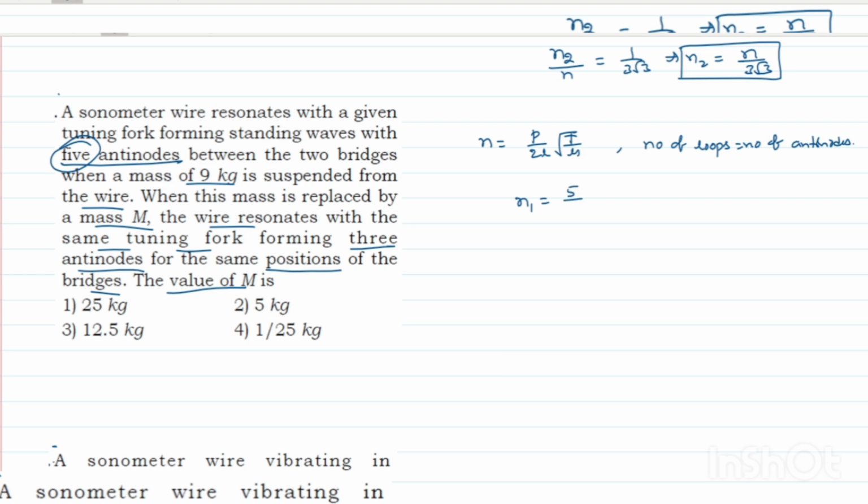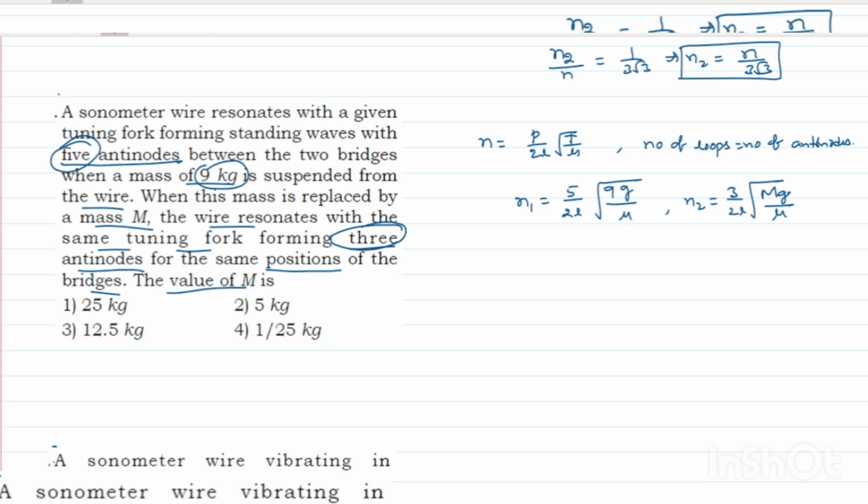So here you can take 5 by 2L into, so initially you are suspending a 9 kg mass from the wire. So T equals mg, that is 9 into g, by mu, under root. And the second frequency, here it is producing 3 antinodes. So you can take 3 by 2L into root over T by mu. It's nothing but M, I don't know how much mass we are suspending, mg by mu.